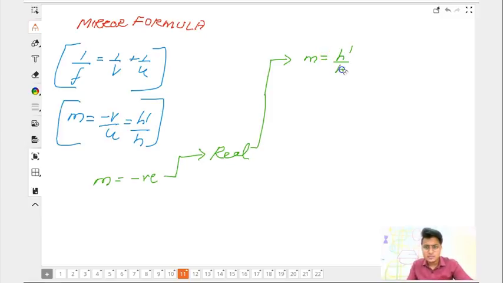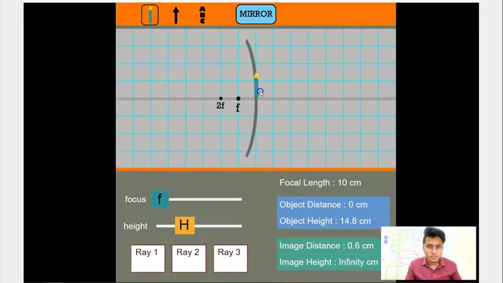If I take h dash by h, think about it. Let's take the scenario of a concave mirror, because a concave mirror forms a real image. Imagine a scenario where a real image is formed, the second scenario, when the object is beyond the center of curvature. You can see h is positive, h dash is negative, correct?